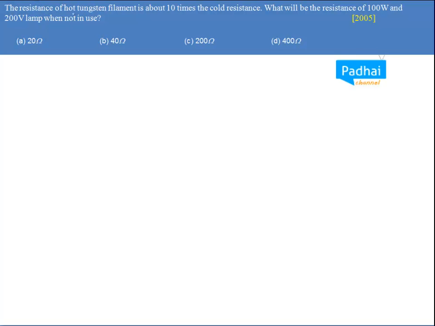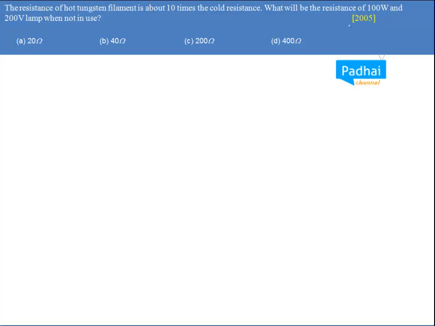The resistance of hot tungsten filament is about 10 times the cold resistance. What will be the resistance of a 100 watt and 200 volt lamp when not in use? Right. Now the question seems to be a little confusing because it is saying what will be the resistance of the lamp when it is not in use.